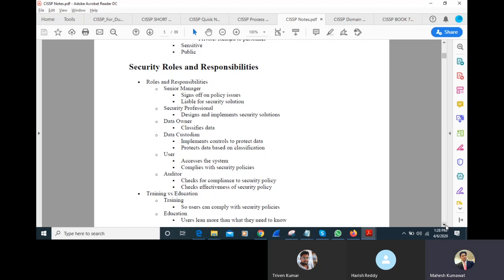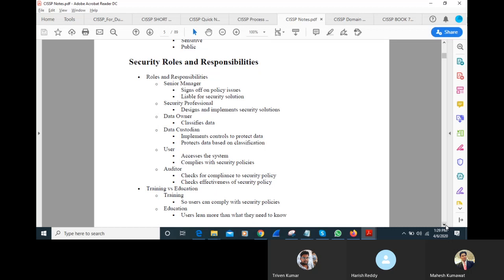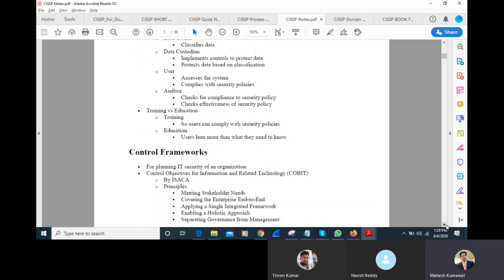We can go for network security, endpoint security solutions, and digital certificates. The user accesses the system and complies with the security policies. So, for instance, you are a user for the company. Auditors check the compliance with the security policies and the effectiveness of the security policies. So auditors come and check the compliance and also the effectiveness. So these are some roles and responsibilities.